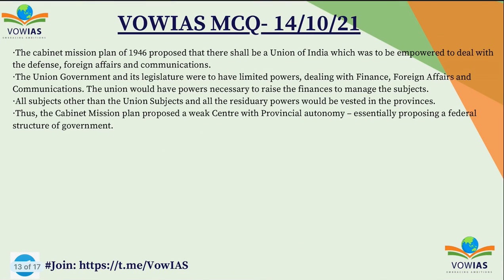The Cabinet Mission Plan came in 1946 and proposed that there shall be a Union of India, empowered to deal with defense, foreign affairs and communication. The Union and the legislature were to have limited powers. The Union would have powers necessary to raise the finances to manage the subjects. All subjects other than Union subjects and all residuary powers would be vested in the provinces. Thus, the Cabinet Mission Plan proposed a weak center with provincial autonomy, essentially a federal structure of government. Right? So this is all about the Cabinet Mission Plan.